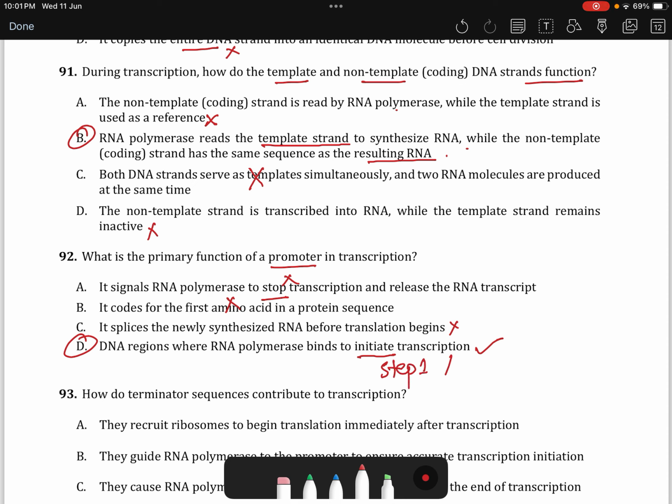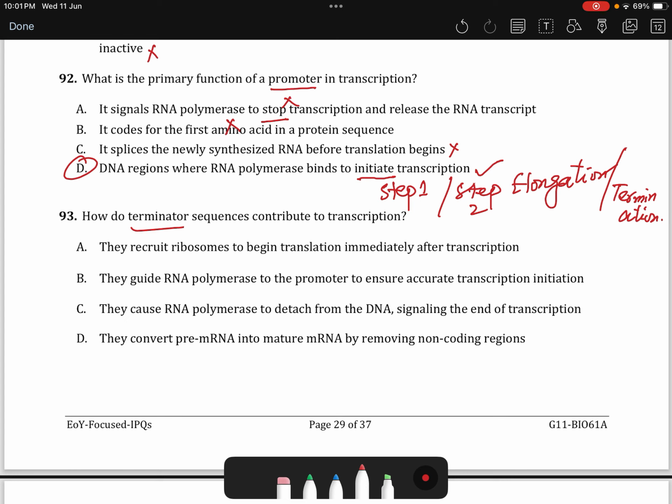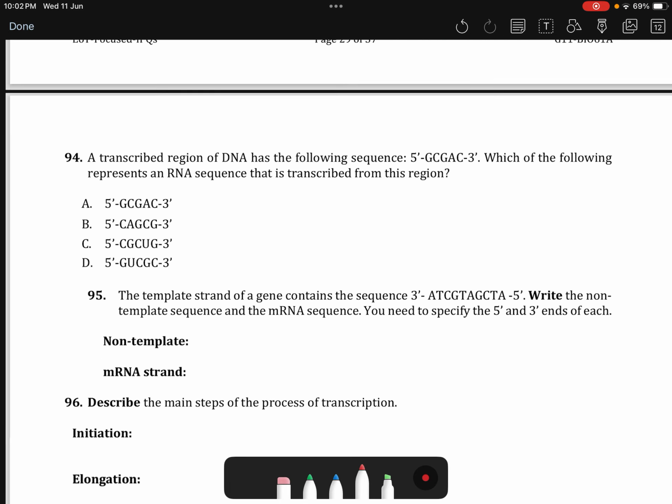Step one, initiation. Step two is elongation, when RNA polymerase will add more nucleotides. And the last one is termination, when the terminators will give the signal to end transcription. How do terminator sequences contribute to transcription? This is how I told you. They will cause the RNA polymerase to separate from the DNA and result in the end of transcription. They recruit ribosomes? No. They guide RNA polymerase to the promoter? No. They cause the RNA polymerase to detach from the DNA, signaling the end. Yes, this is the one. They convert the pre-mRNA to mature mRNA? No. So this is what we said. This is the role of the spliceosomes.